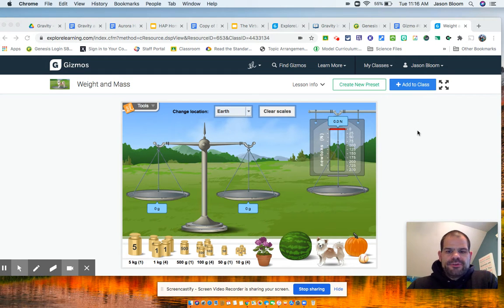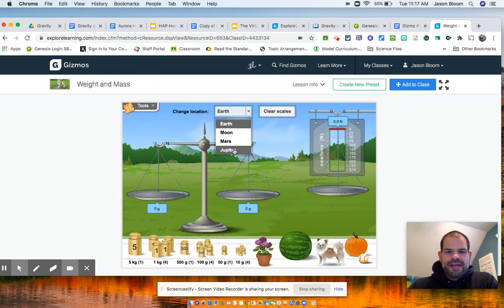I want to give you some tips of how to use today's Gizmo so you're successful with the activity. You're going to have to gather some data today, and the data is going to be the mass of objects and the weight of objects. And you're going to have to figure out what these objects are mass wise and weight wise on the Earth, the Moon, Mars, and Jupiter.